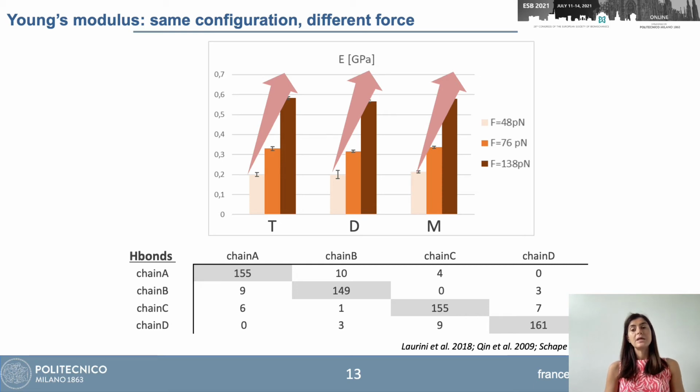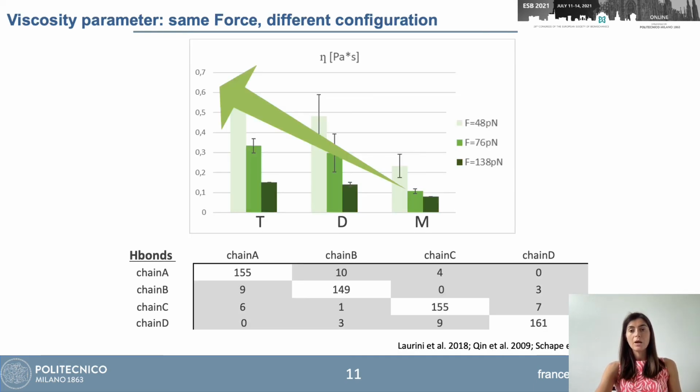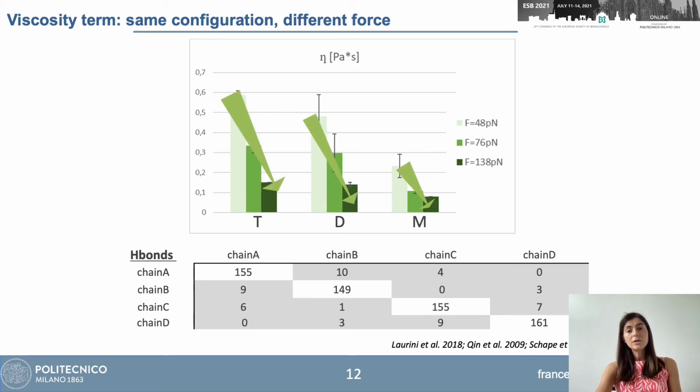Instead, considering the same configuration but different force values, the elastic component increases, indicating lamina stiffening proportional to external load. The intrachain bonds are therefore able to resist to high force intensity induced by internal rearrangement of residues. Instead, the viscosity parameter increases with the configuration complexity, suggesting the interchain bonds influence. And considering the same configuration, the viscosity parameter decreases with the force increment, suggesting that the interchain bonds are not able to dampen when the force increases.